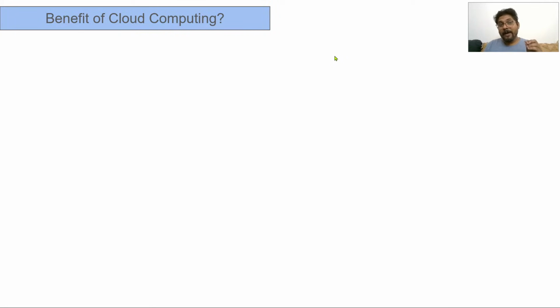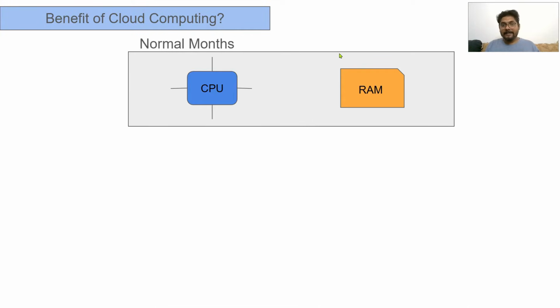Now, if I would have used cloud computing, what is the benefit? Let's say I am running through a normal month. Every server would use computing components like CPU, RAM, hard drive, network cards, and all these things. Behind this are your hardware components which do the work. Now imagine my servers in a normal month require only one CPU and one RAM.